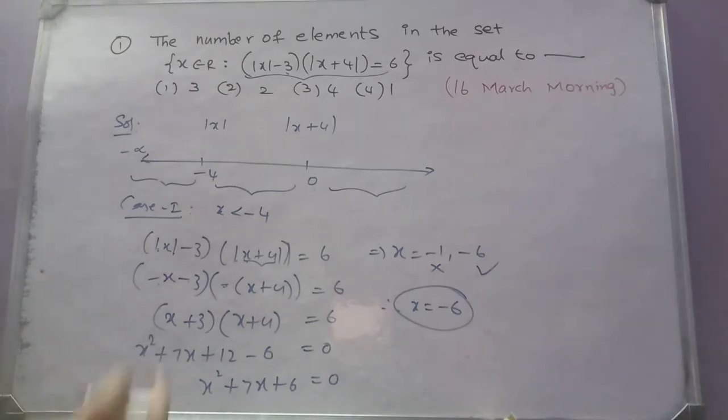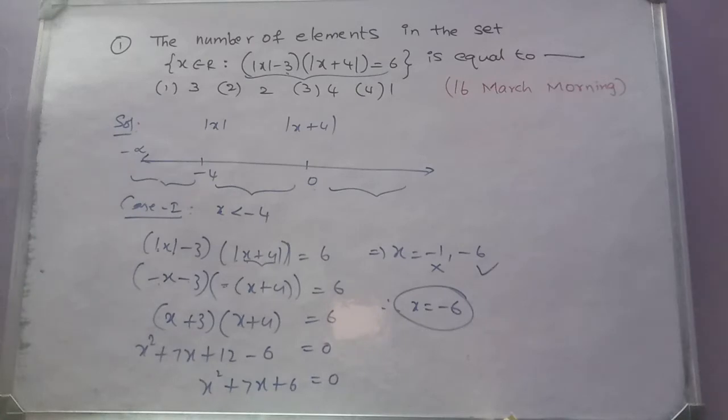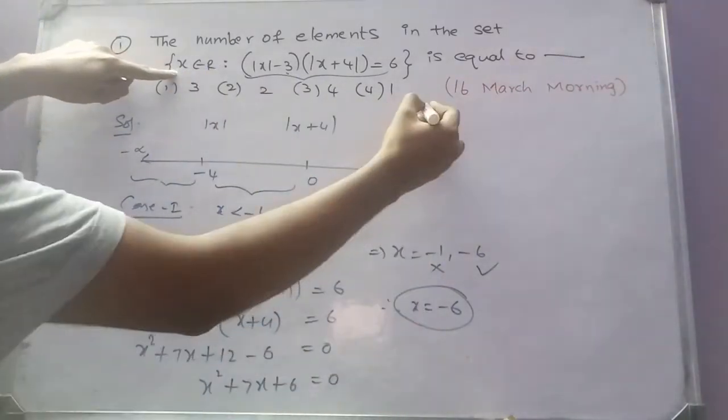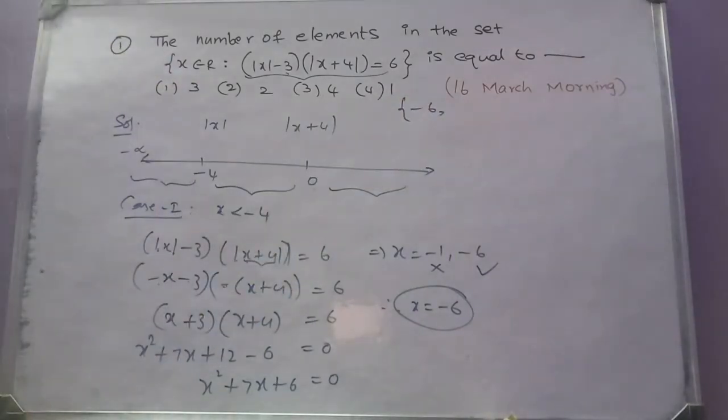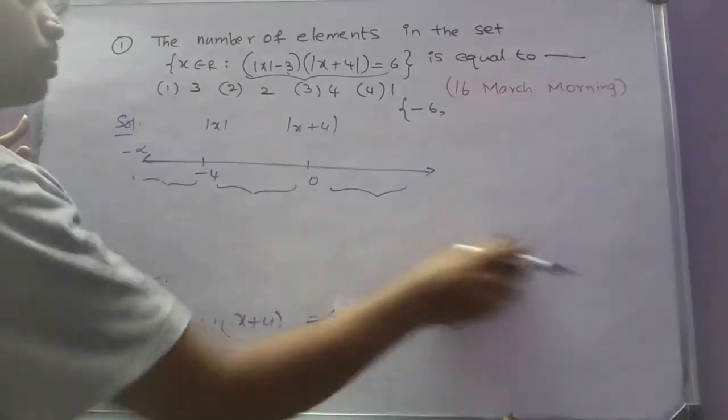So in case 2, x is greater than or equal to minus 4 but less than 0. Remember that I got one solution, so the set is {-6}. So from case 1 I got one solution. Let us go to case 2.